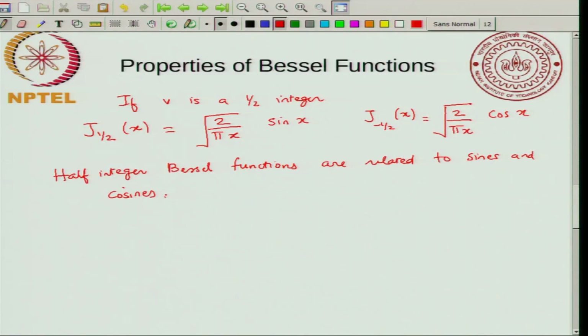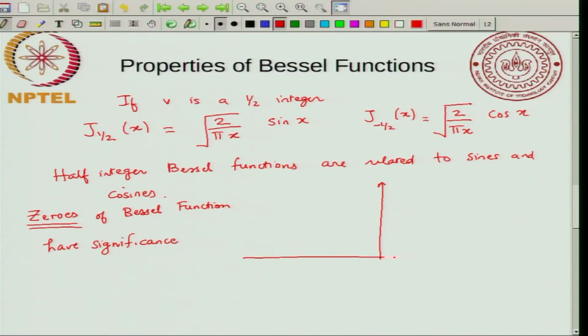The other thing is that zeros of Bessel functions have significance. I'll just mention that they have significance, and we'll see in a few minutes where they have significance. So what do you mean by the zeros of the Bessel function? Suppose you take J0 of x, then what you'll see is a graph that looks like this.